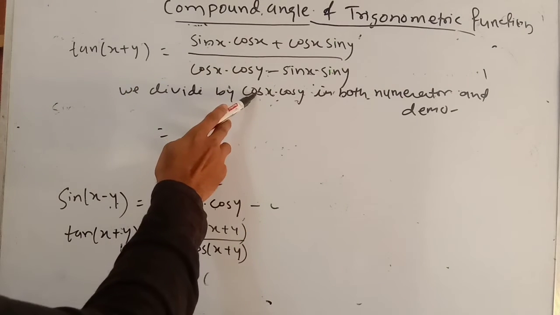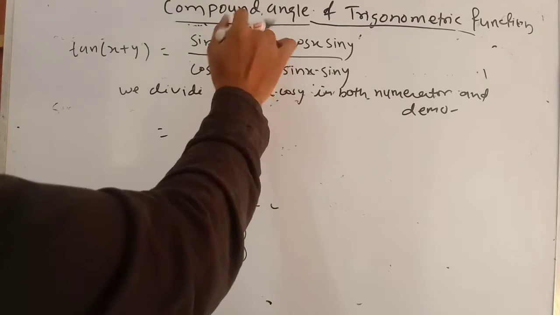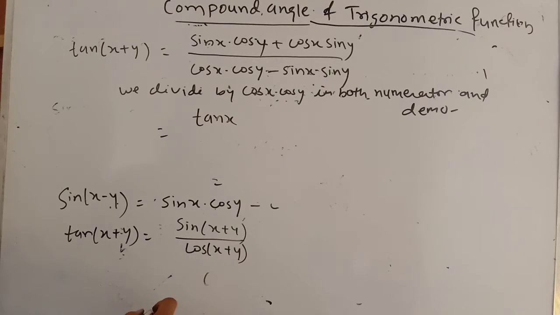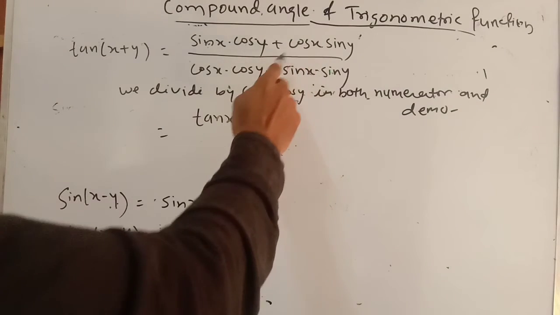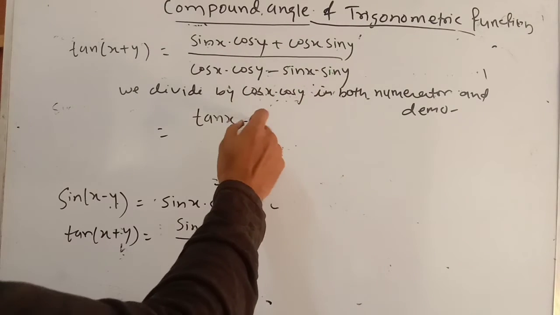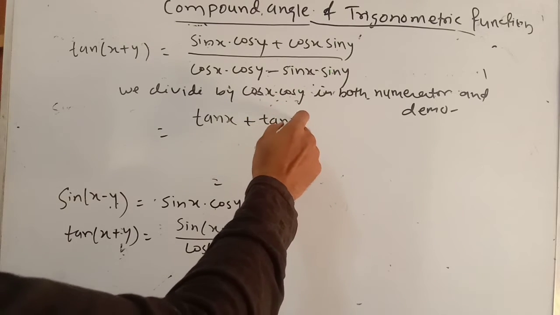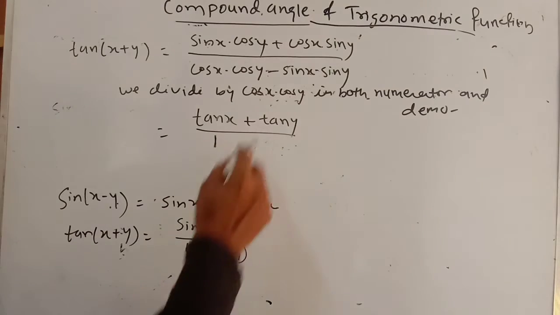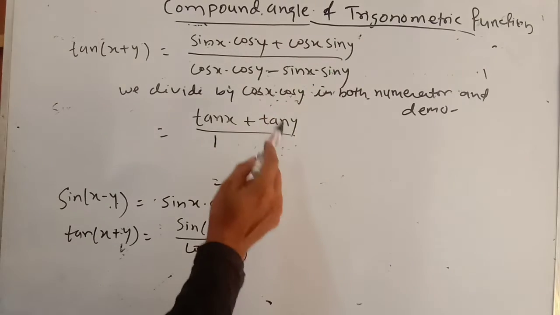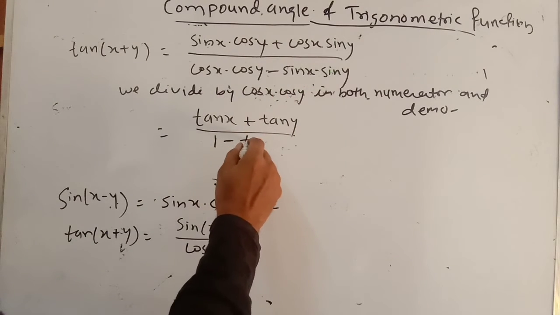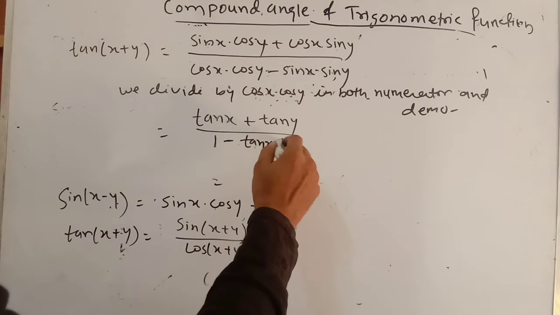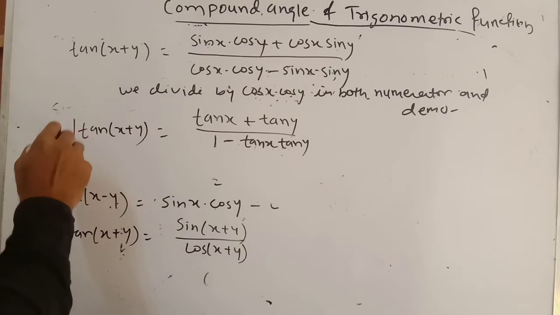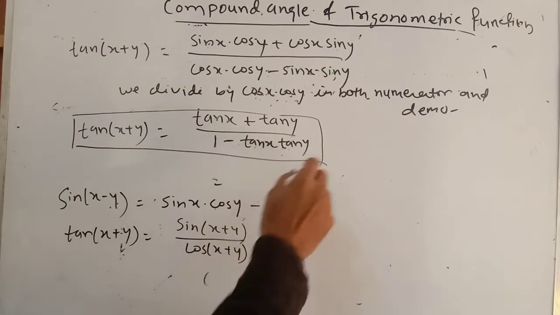Okay, so sin x over cos x is equal to tan x, and cos y cancels, so it becomes tan x. Similarly, when you divide this one, cos x cancels, and sin y over cos y will become tan y. Similarly, when you divide this term, it will become 1. And sin x over cos x is tan x, and sin y over cos y equals tan y. So this becomes the compound angle formula of the tan trigonometric function.